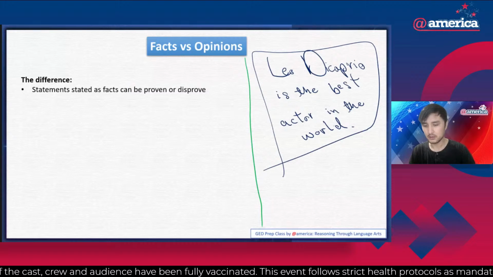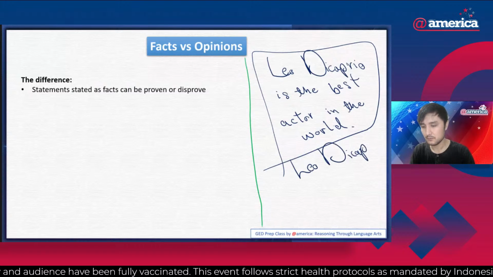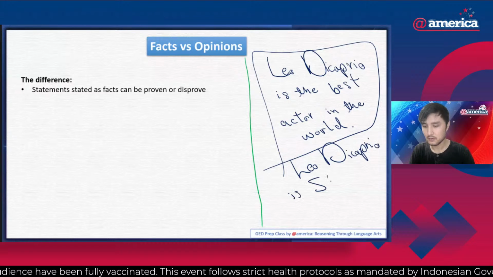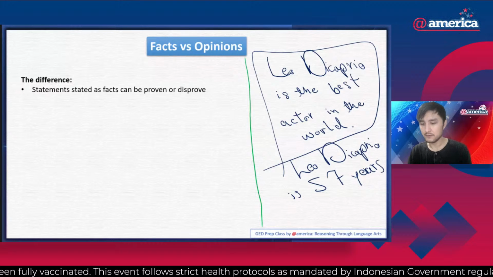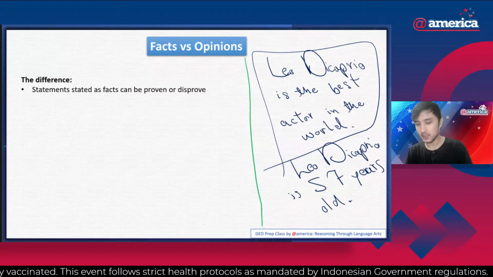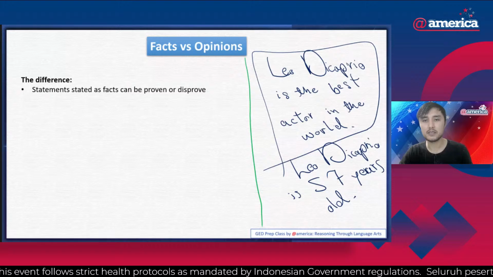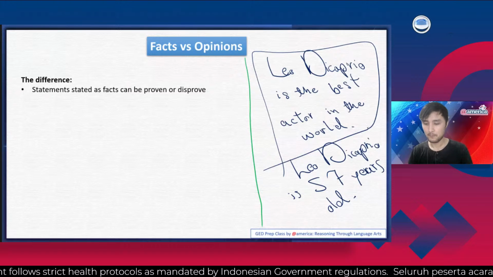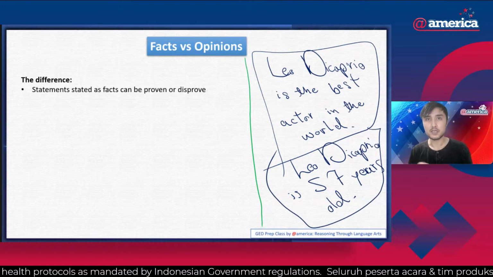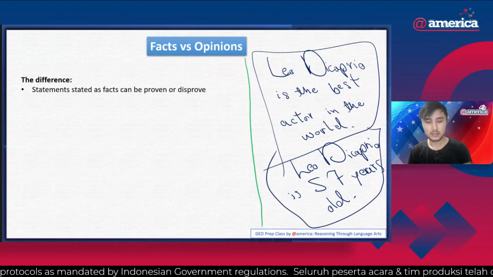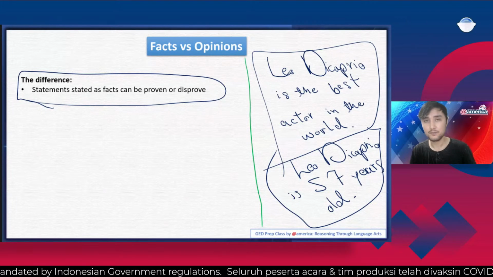This can be argued. Again, when you read a fact about the same person, for instance, Leonardo DiCaprio is 57, not sure about that one, just making this up, so he is 57 years old. This fact-like statement can be proven or disproven. If you find out that person's date of birth, you will find out whether this statement is true or false. So the short way of saying it is that statements based on facts or stated as facts can be proven or disproven.